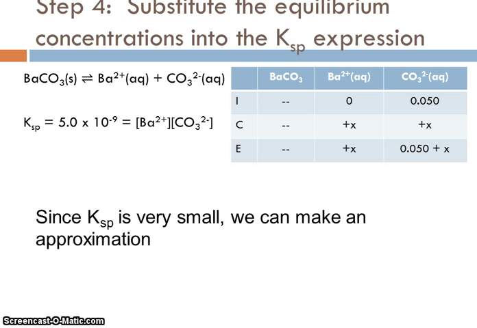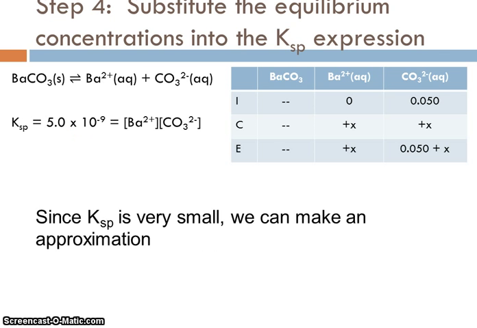So it turns out, because the Ksp of barium carbonate is so small, 10 to the minus 9th, that's really small, we can make an approximation. We can assume that x is much, much less than 0.05 molar. No problem. As long as your Ksp is less than 10 to the minus 4th, this is an okay approximation to make. And so we can assume that 0.05 plus x is about 0.05. Because our Ksp is so small, x is going to be less than 5% of the original concentration. So this is a reasonable approximation for us to make, and it will make our math much easier.